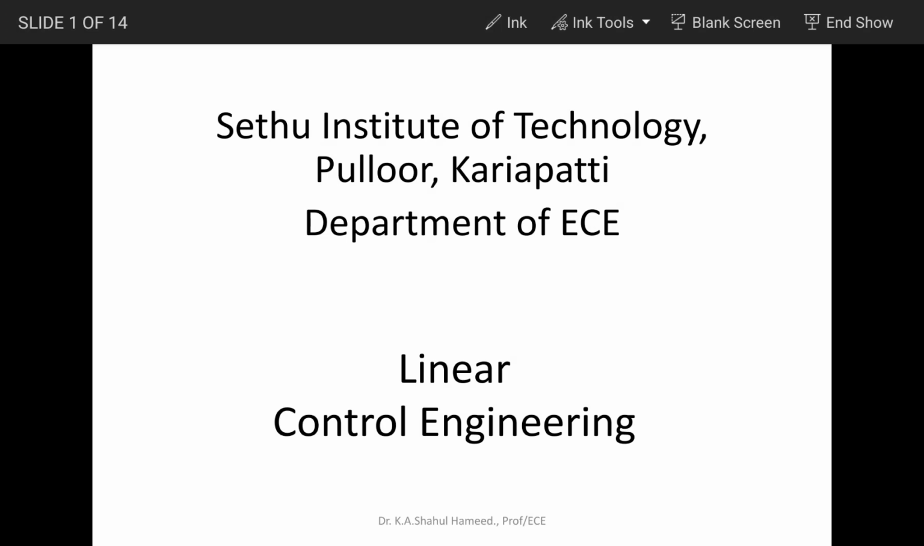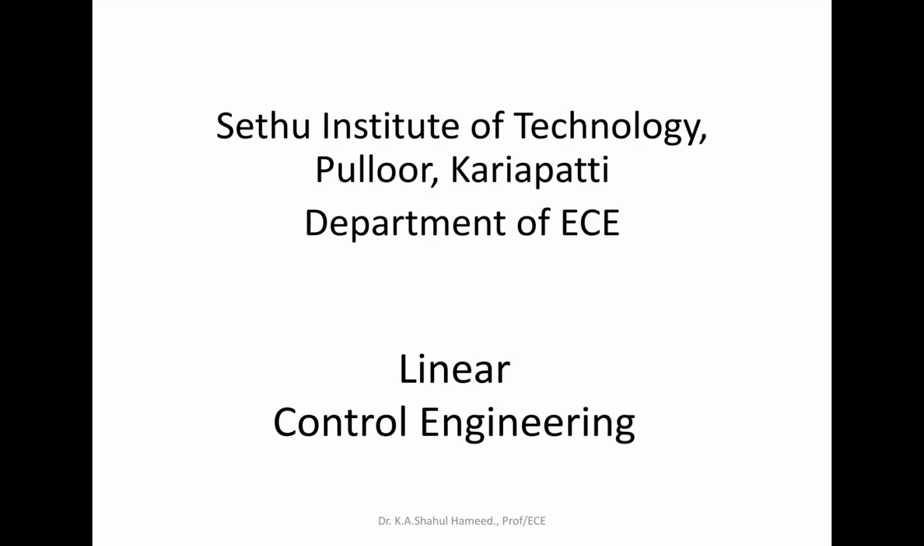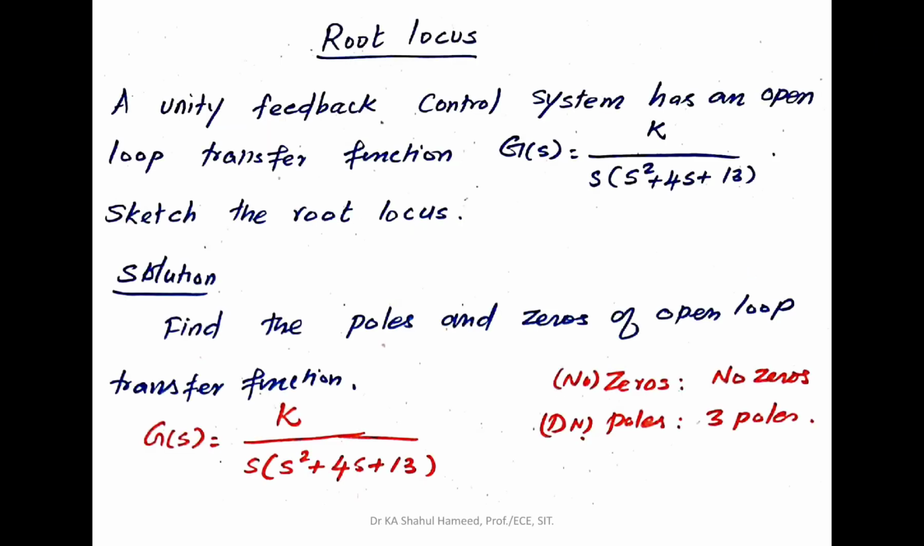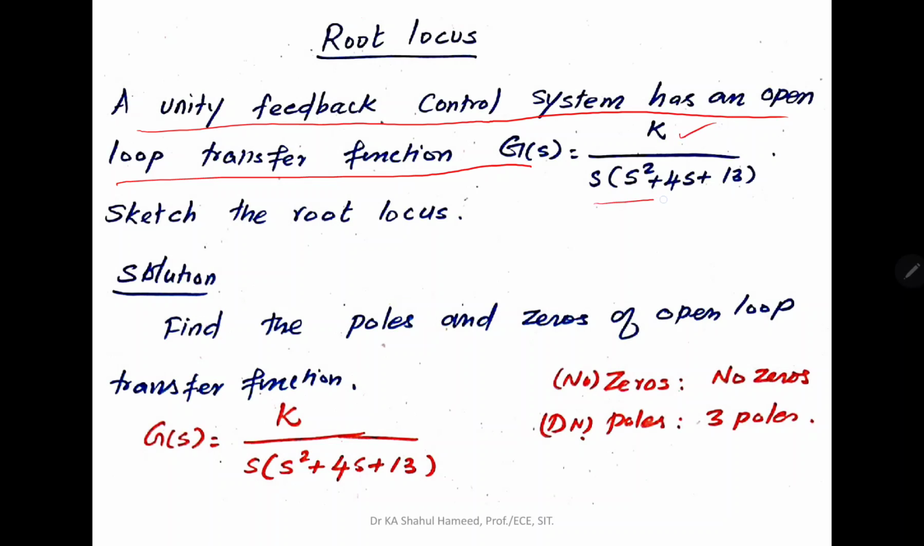In this session, we are going to discuss a problem related to root locus under linear control engineering. First, I will read the problem statement. A unity feedback control system has an open loop transfer function G(s) equal to K divided by s into s square plus 4s plus 13. Sketch the root locus.